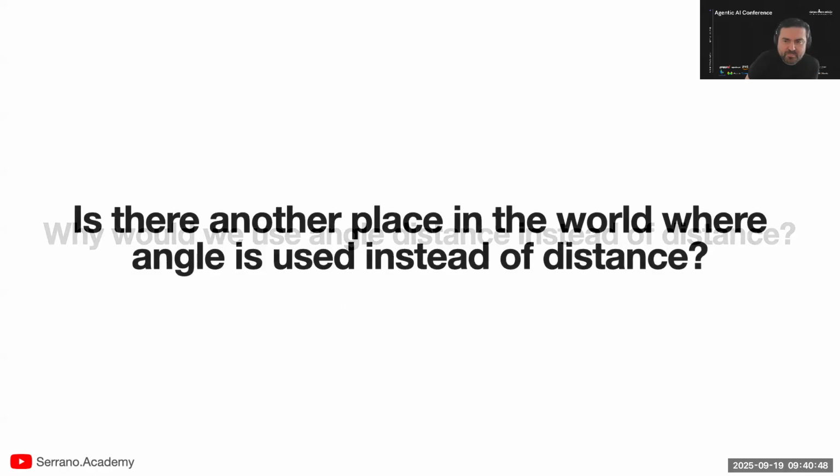Help me out. Is there another place in the world where angle is used instead of distance? Is there any other place where naturally you would use angle and not distance?